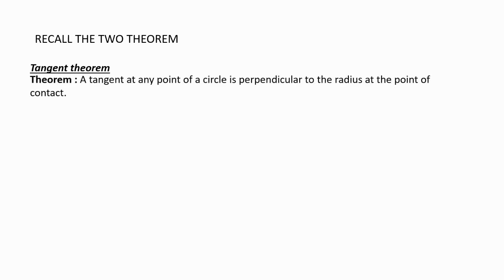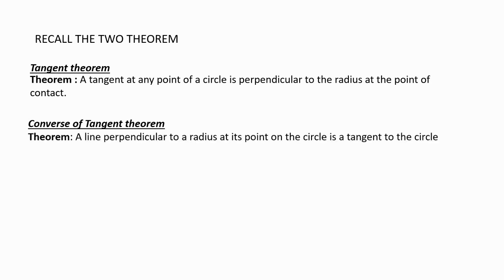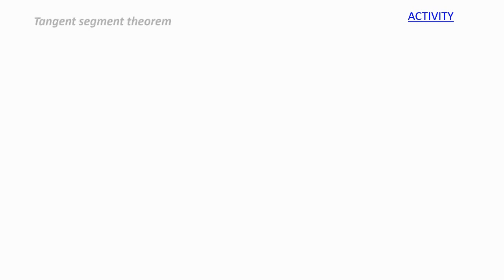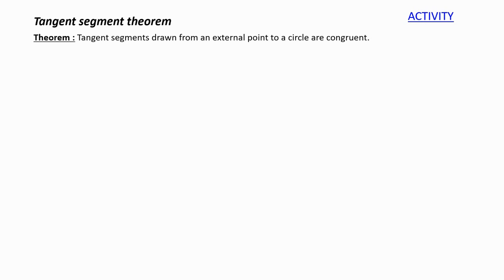Recall the two theorems. Tangent theorem: A tangent at any point of a circle is perpendicular to the radius at the point of contact. Converse of tangent theorem: A line perpendicular to a radius at its point on the circle is a tangent to the circle. Tangent segment theorem: Tangent segments drawn from an external point to a circle are congruent.